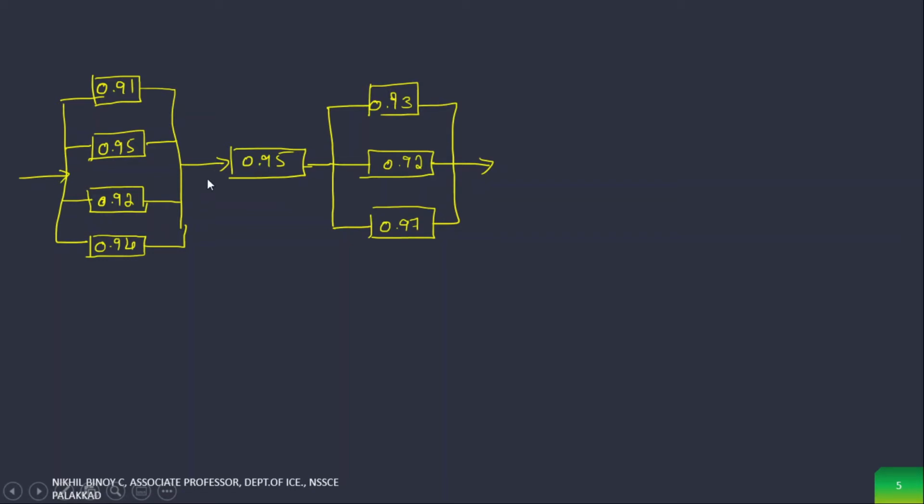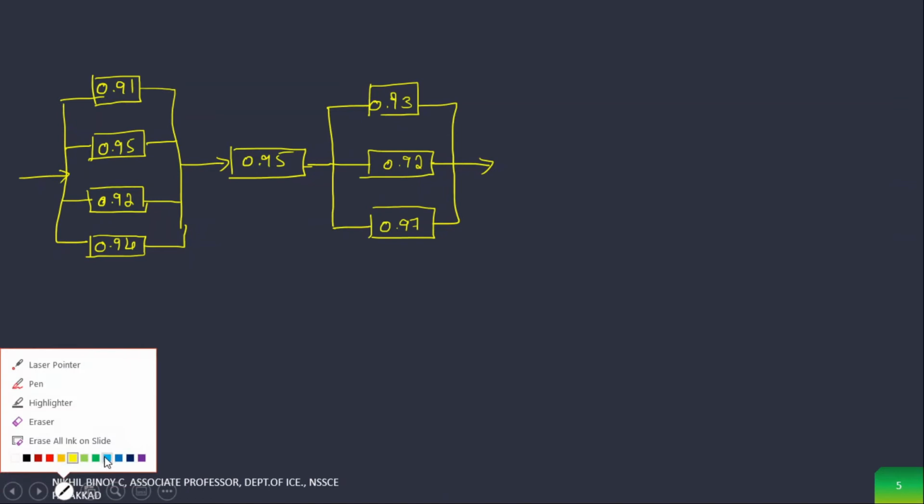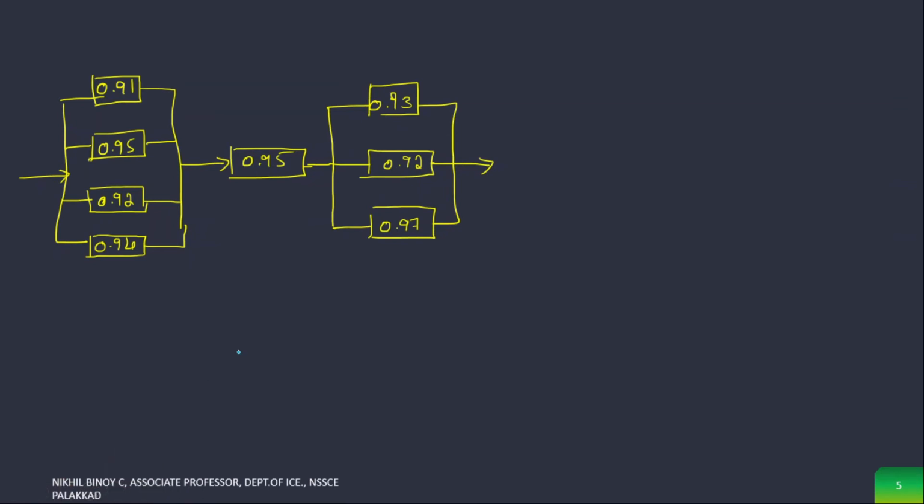So here clearly you can see two parallel blocks. This is one parallel block and this one is the second parallel block. So first we can find the equivalent reliability, or net reliability, of this parallel block and then this parallel block. Okay, so first take the first one, the leftmost parallel block. So take this one.